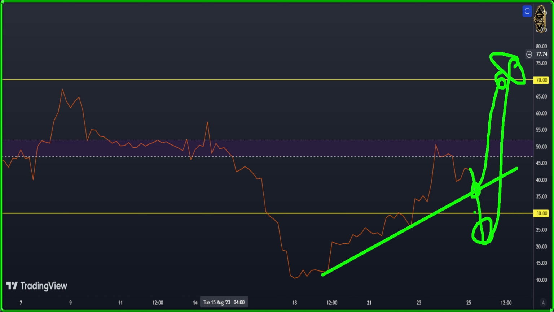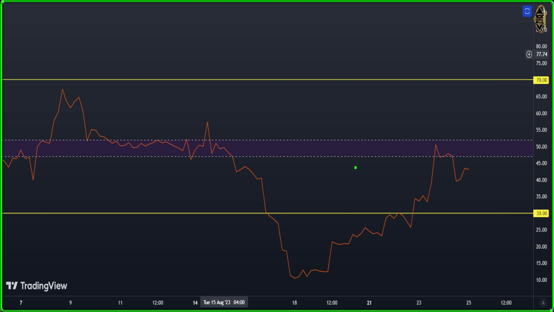Everything is still in front of you guys. The only thing now is that we are still in a bear market. There are no bulls here until we break above here. Till now we haven't broken, so we are still waiting for the right time, guys. There are no bulls in the market yet.